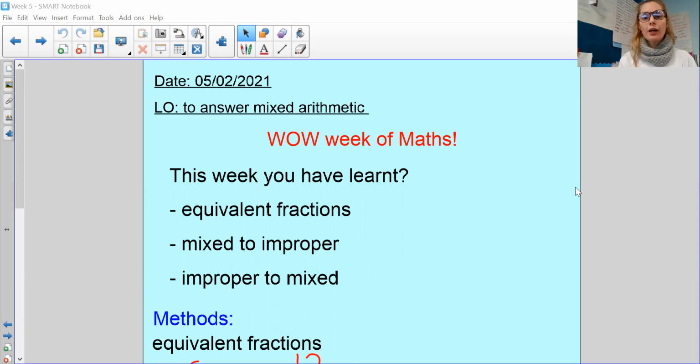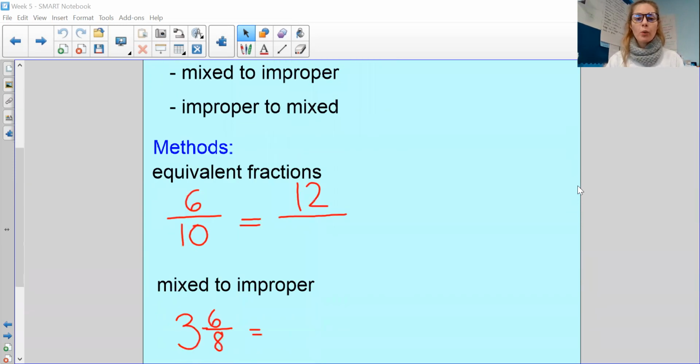Right, we're going to be carrying on with our fractions today in our starter. But just before we do, what I would like us to do is just go over those 3 methods that we learned about this week, because I don't feel that they are difficult, but those children who are just struggling a little bit, here is an opportunity for you to understand these 3 methods.